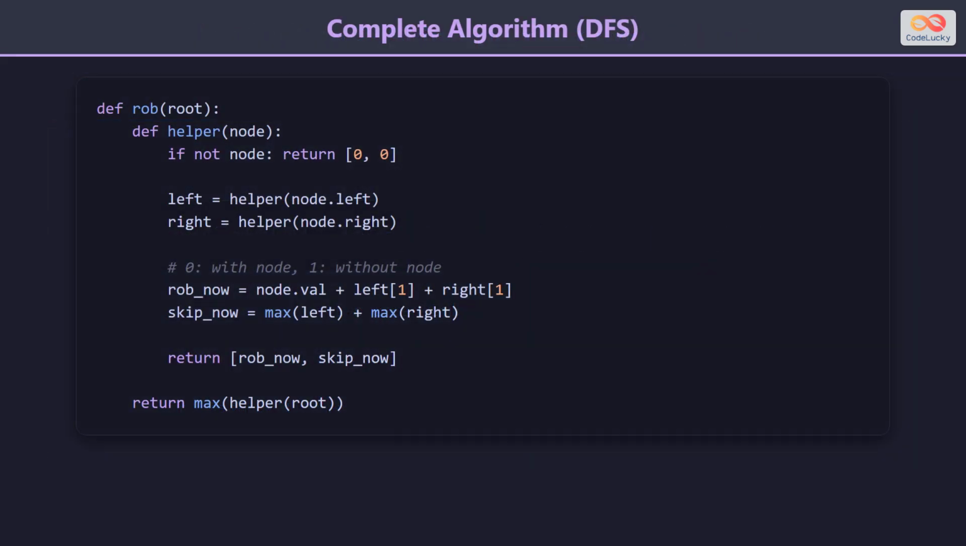Here is how the code looks. We define a helper function that returns an array of two integers. We perform a post-order traversal, processing the left and right subtrees first. Then, we calculate the rob and skip values for the current node and return them. The final answer is the maximum of the two values returned for the root.